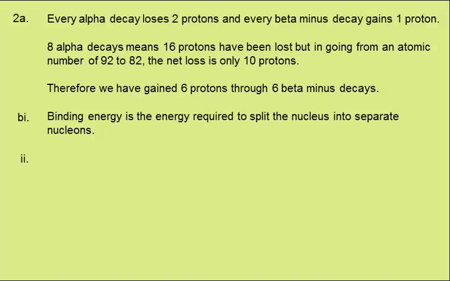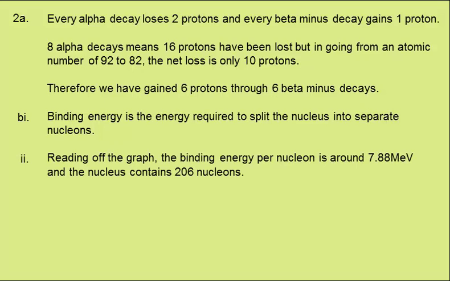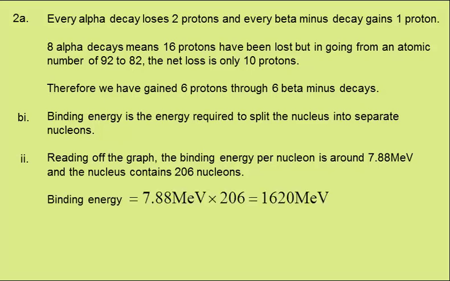In part 2, we have a diagram showing the binding energy per nucleon for some stable nuclides. We need to use the diagram to estimate the binding energy in mega electron volts of the lead-206 nucleus. Well, reading off the graph, the binding energy per nucleon is around 7.88 MeV, and the nucleus contains 206 nucleons, so the binding energy is 7.88 MeV for 206 nucleons, giving 1620 MeV.